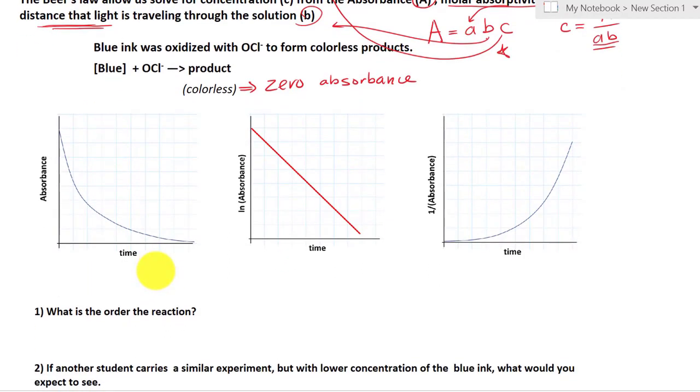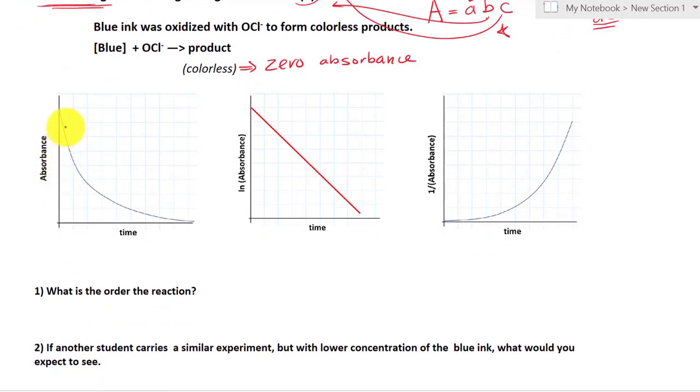What we have here are three data sets. These are hypothetical data. Over time, guess what happens to the absorbance of the solution? More of the blue ink will turn into products, so you have the absorbance going all the way to zero, because all the blue ink will be converted to colorless product. And over here, we take this absorbance, we take the natural log of it, and we graph it over time, and we have this straight line graph. And that's important, right?